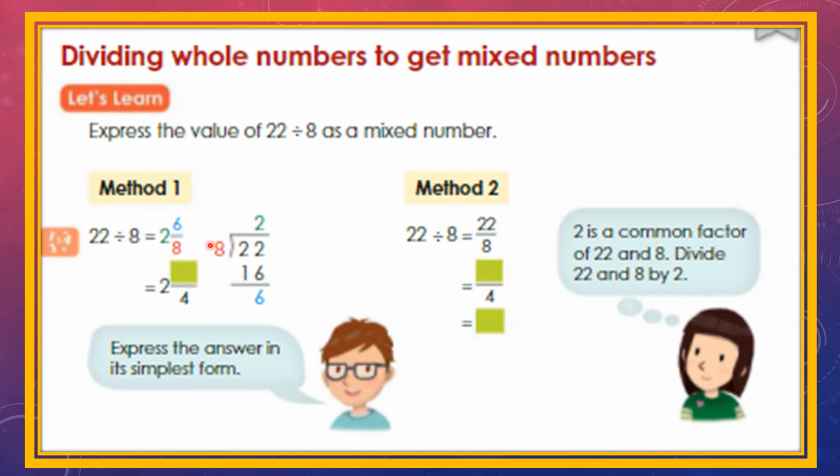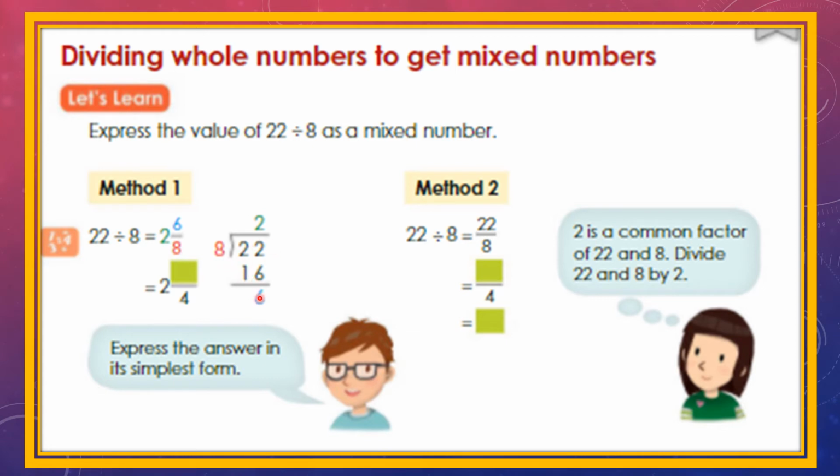Again, we have two ways to find the answer. Method 1 shows here 22 divided by 8 equals 2 and 6/8. What we'll do here is use the long division method. We have here 22 divided by 8. 22 is our dividend, and 8 is our divisor. So 22 divided by 8 equals 2. 2 times 8 equals 16. And let's subtract that. The answer is 6.